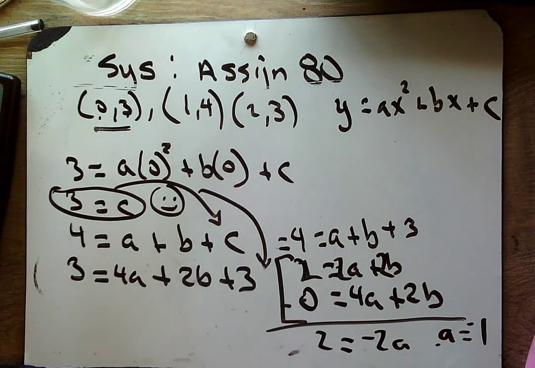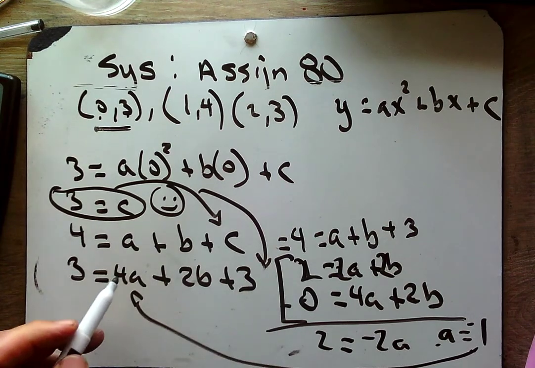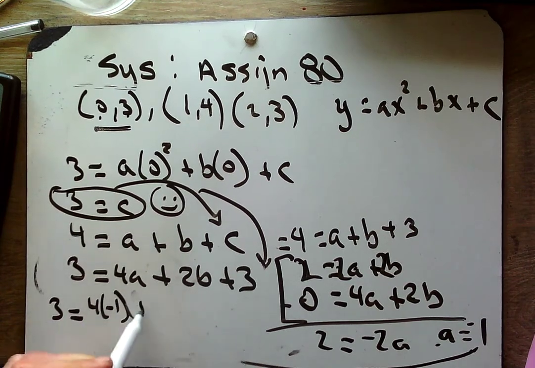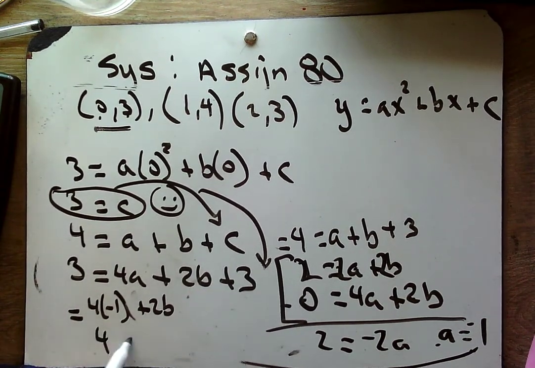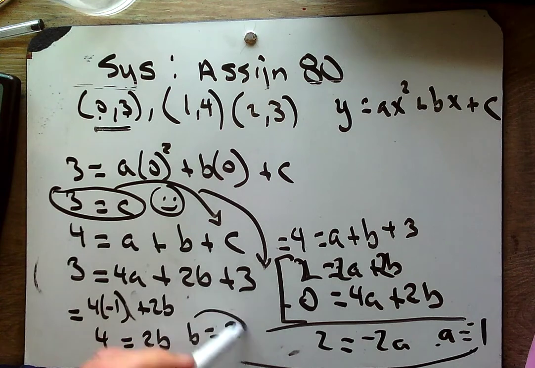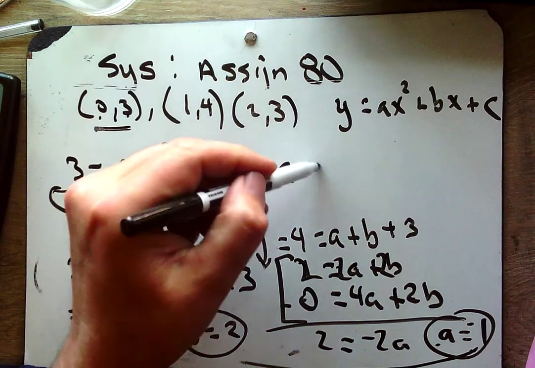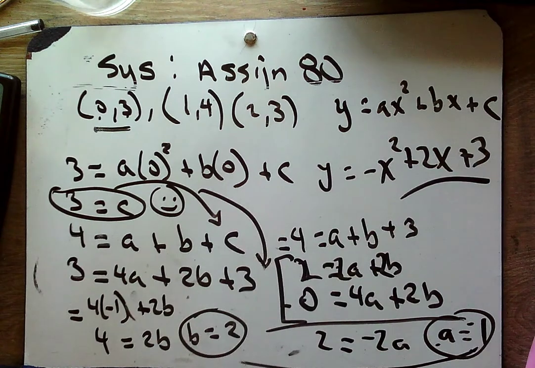Now that I know what a is, I can take this a and plug this a back in, say, over here, and solve for b. So we've got 3 equals 4 times negative 1 plus 2b plus 3. Subtract 3 from both sides, I get 0. Add 4 to both sides. 4 equals 2b, so b equals 2. Okay, now I know b, now I know a, and we already knew c. So y equals negative x squared plus 2x plus 3 is my equation.